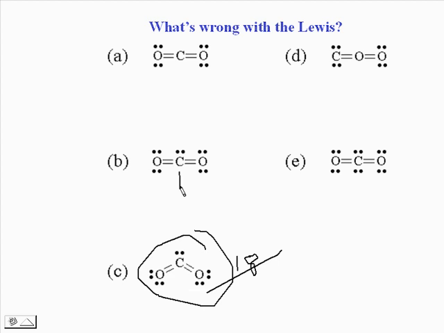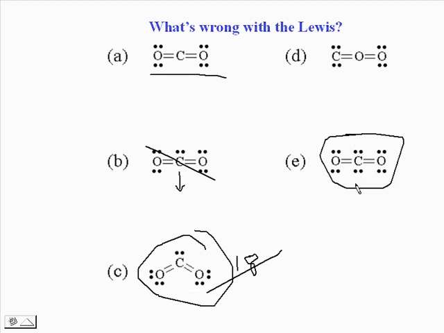Take a look at this one. Carbon has too many electrons, 2, 4, 6, 8, 10 again. That one's not correct. This one we just drew and we said was correct. Alright, take a look at this one. Looks really close to A.